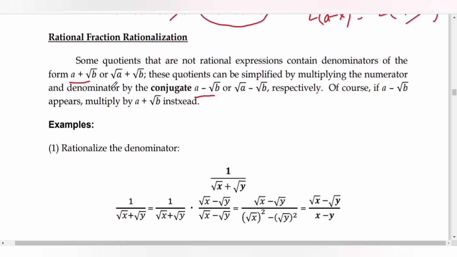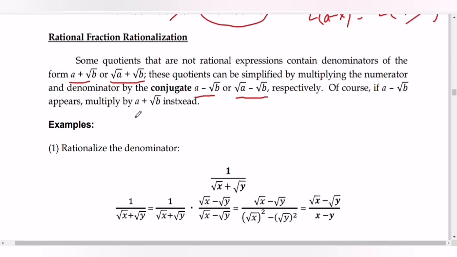The conjugate of the square root of a plus the square root of b is the square root of a minus the square root of b, respectively. And of course, if a minus square root of b appears, multiply by a plus square root of b instead.